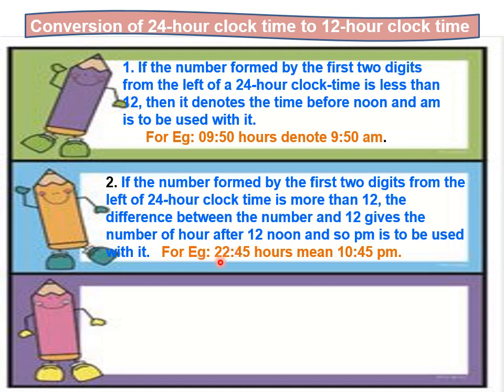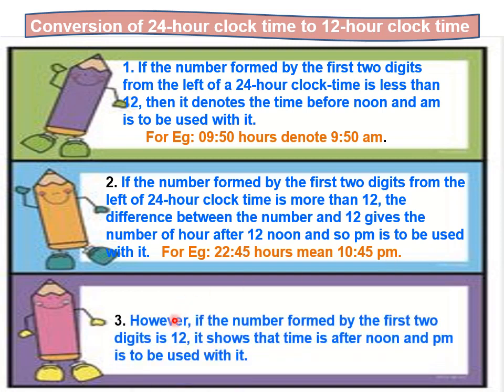Now see for example 22:45 hours, which means 22 hours 45 minutes. So 22 is more than 12, so we will subtract 22 minus 12, and we will get 10. Okay, so 10:45 p.m. If it is more than 12, then we will use p.m., which means it is after 12, afternoon time. So we will write 10:45 p.m. So it is night, 10:45 p.m.